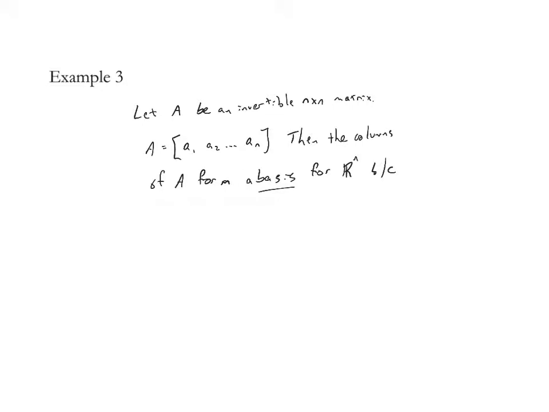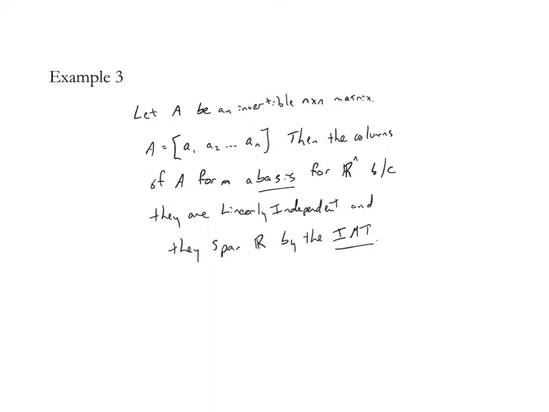Because those columns are linearly independent and they span Rn. And how do I know that? By the invertible matrix theorem. Okay, so if A is invertible, its columns are a basis for Rn.